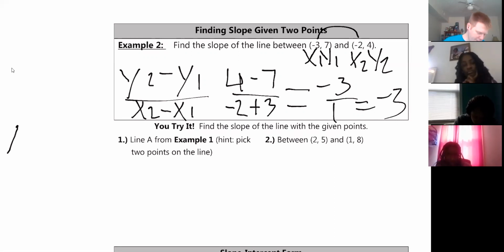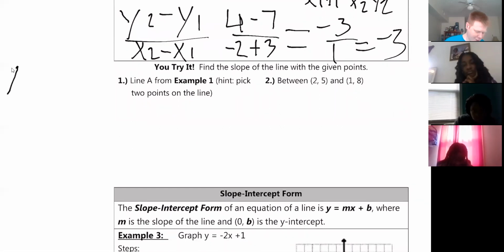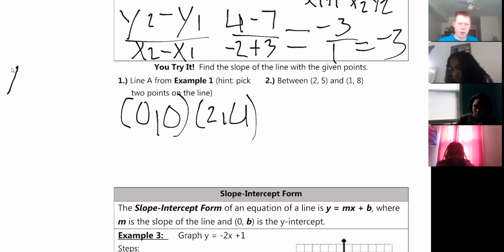The next problem, especially since you guys don't have the handout, they're asking you to look at line A from the front, but I'm just going to give you 2 points from the line because you don't really have the notes in front of you unless you printed them out. But those are the 2 points for number 1. How about you guys try, take a couple minutes, see if you can do question 1 and question 2. Can you find the slope between these 2 points?